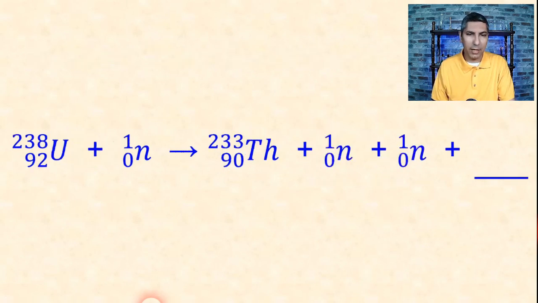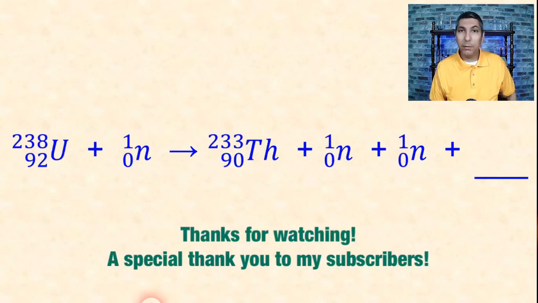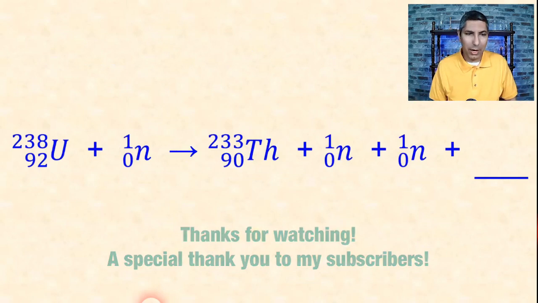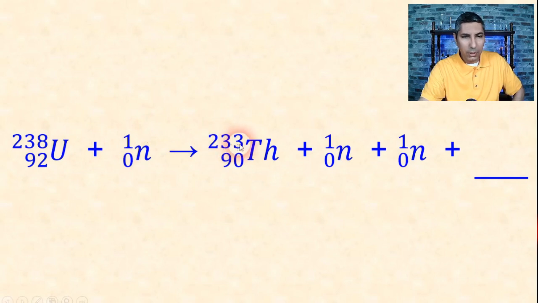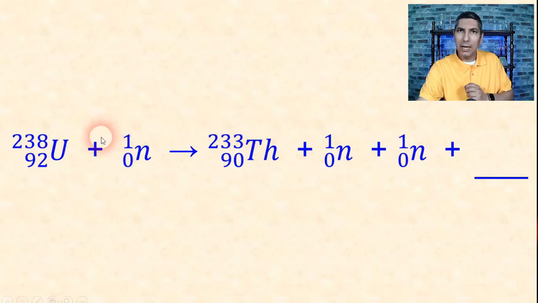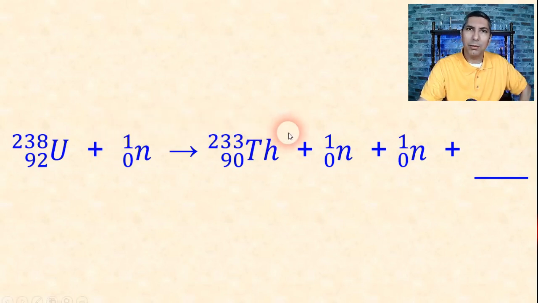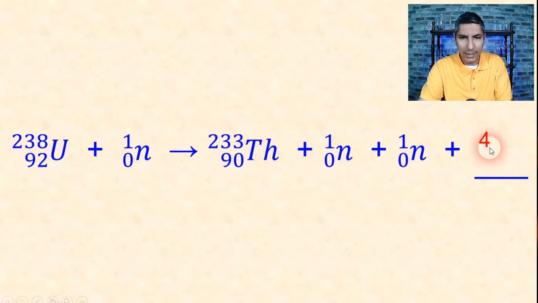Now let's try another example. This one looks a little bit more complex, but it honestly works the exact same way. The numbers on the left side have to add up to the same as the numbers on the right side. So we'll start with the top here. We have 238 plus 1. So that's 239 on the left side. On the right side, we have 233 plus 1 plus 1. So that adds up to 235. So 239 minus 235. What's the missing number? Well, it's 4, isn't it? So I'm going to put a 4 right here on top.